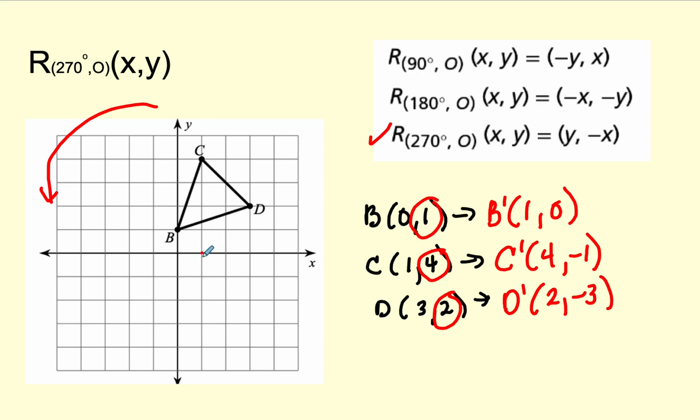So 1, 0, this will be B prime. 4, -1, C prime. 2, -3, this is D prime. And this should be a look of a triangle that has moved 270 degrees from this quadrant all the way to the other quadrant.